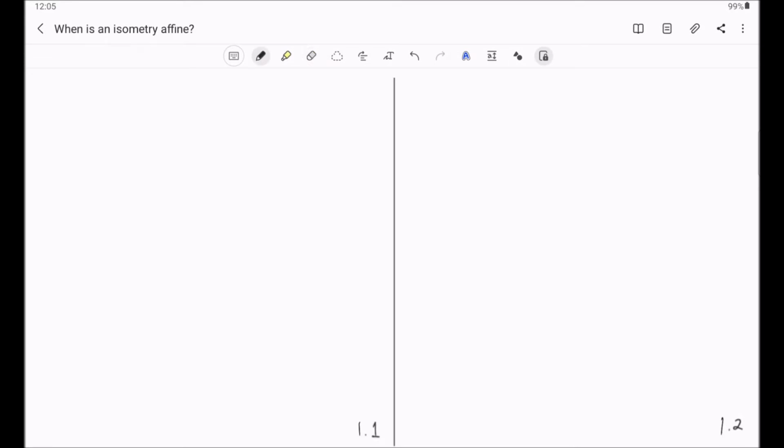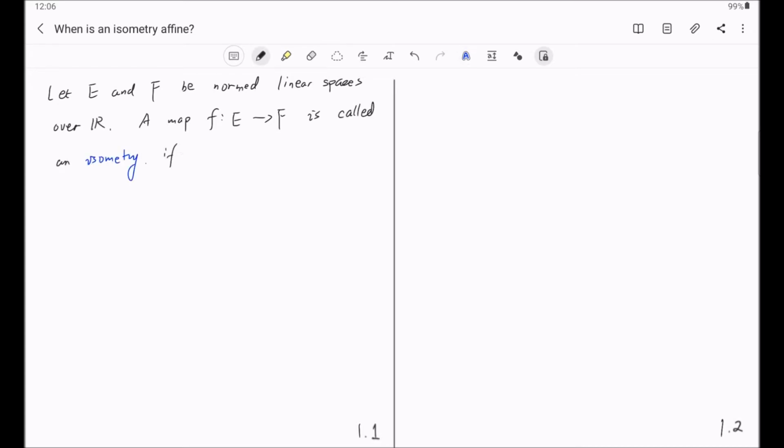Let E and F be two real normed spaces. A map f from E to F is called an isometry if the norm of f(x) minus f(y) is equal to the norm of x minus y in their respective spaces for all x, y in E.